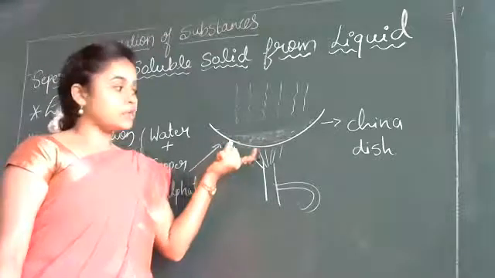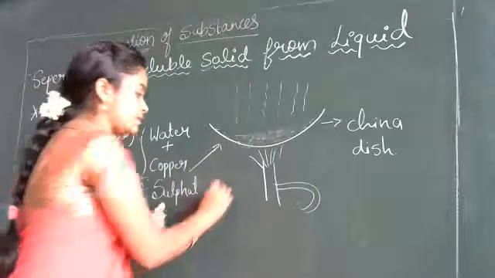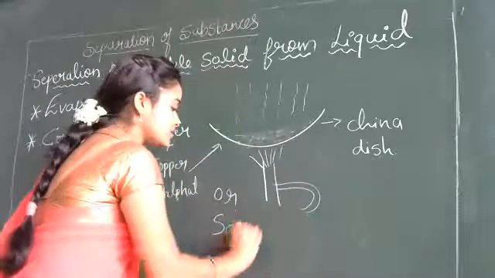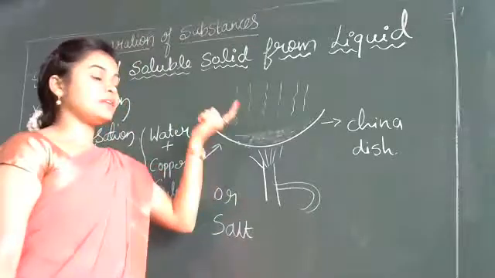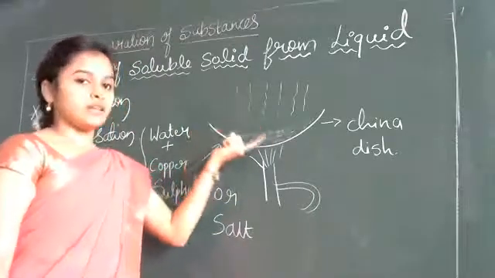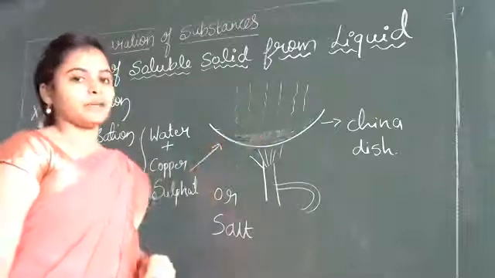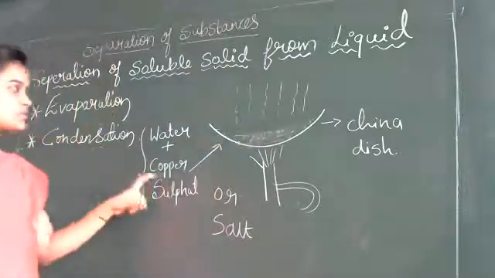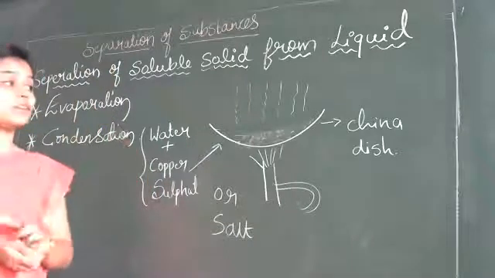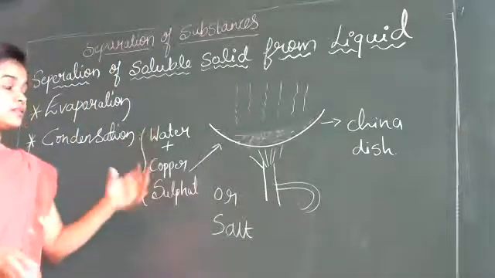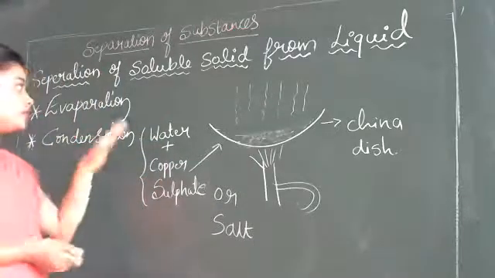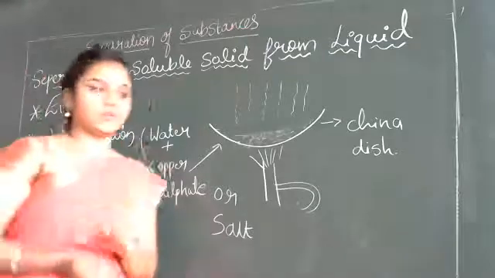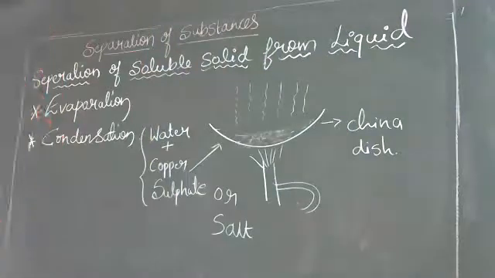And one more important thing, you should remember that this copper sulfate or salt does not vaporize. So that is why it remains here in this container. Only the water will vaporize. Understood? So this is evaporation. So how do we get salt or the copper sulfate or the soluble solid from the solution? For that we follow the evaporation process. Understood?